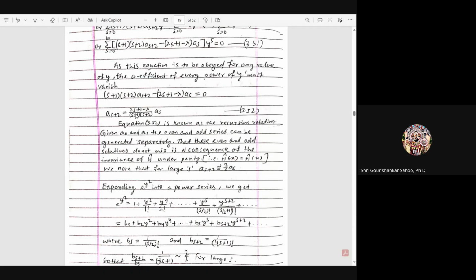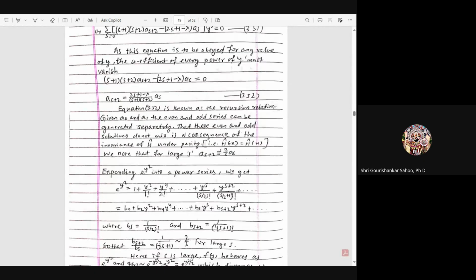You can see that (s+1)(s+2) a_{s+2} − (2s+1) − λ s = 0. So a_{s+2} = (2s+1 − λ)/((s+1)(s+2)) a_s. And this is the recursion relation which I was telling you.